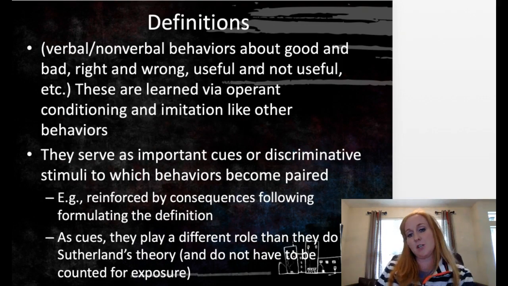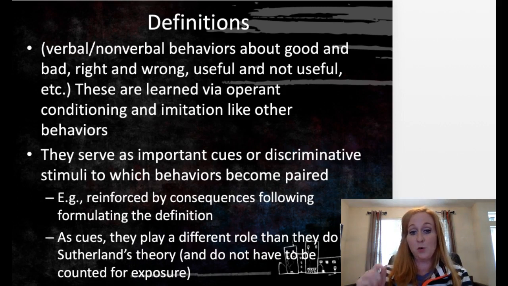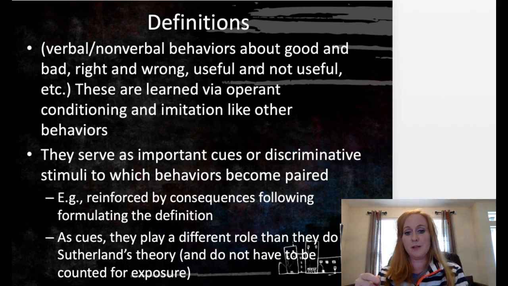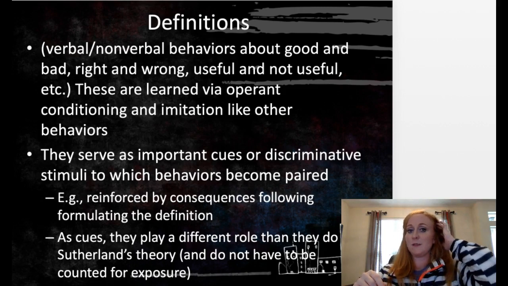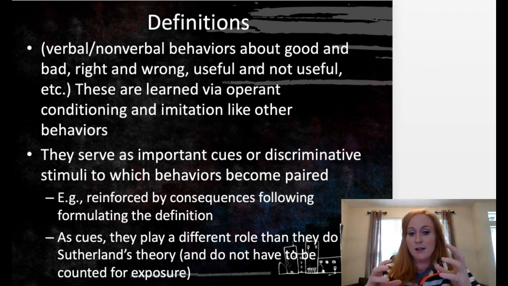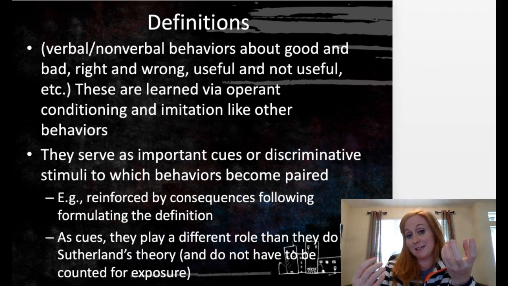And then finally, definitions. You have those verbal and nonverbal behaviors about good and bad, right and wrong, useful, not useful. And these are learned via operant conditioning and imitation, just like any other behavior. And they serve as important cues or stimuli to which behaviors become paired. So again, if we're at the party and we're dancing and we're feeling great, as we see those cues again, maybe even in a separate setting or environment, we're going to associate dancing as appropriate and fun and something we'll enjoy. And so we might say, when I see this behavior that suggests dancing, then I'm going to dance.